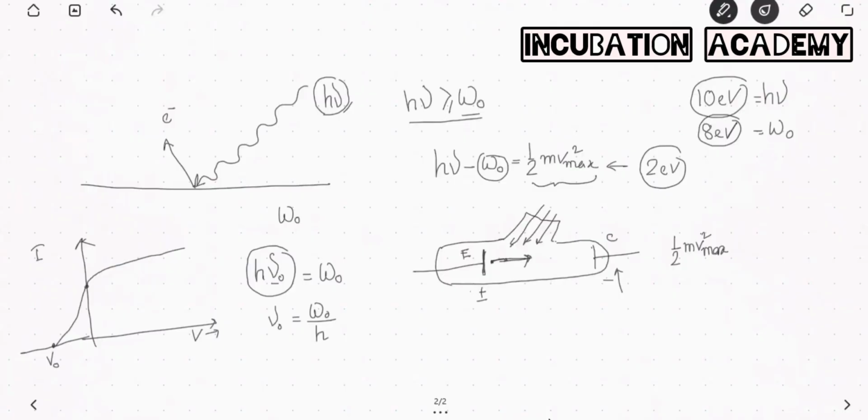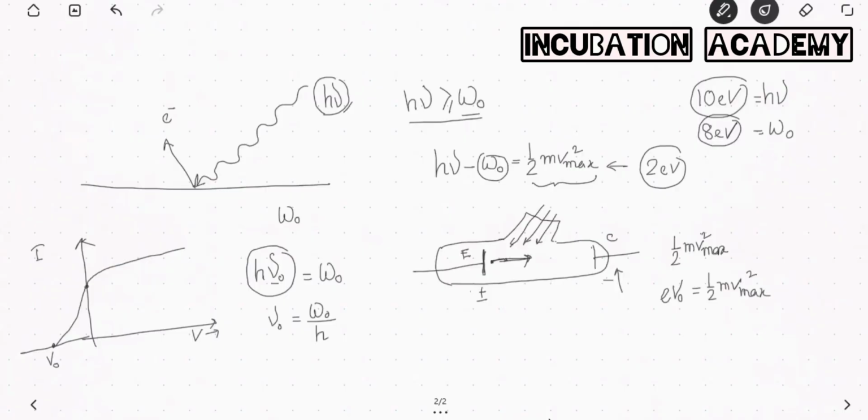That particular V0 is called the stopping potential. So just think, the electron is propagating towards the collector. So eV0 is the energy, and that is equal to 1 by 2 m v max square, and that equation has a significance.